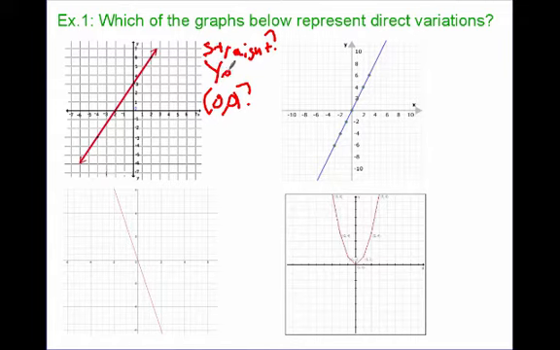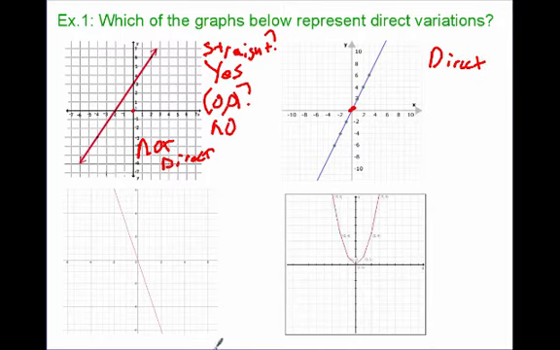So is it a straight line? Yes, it is. Does it pass through 0, 0? Well, no, it does not. So this is not direct. Let's go over here and ask the same questions. Is it straight? Yes, it is. Does it pass through 0, 0? Yes, it does. So this is a direct variation.